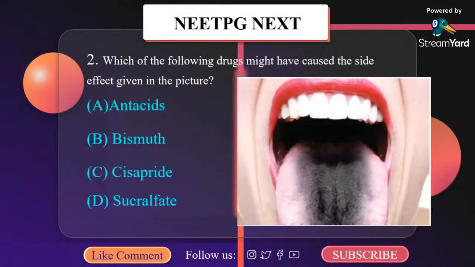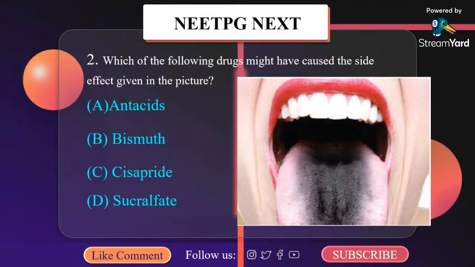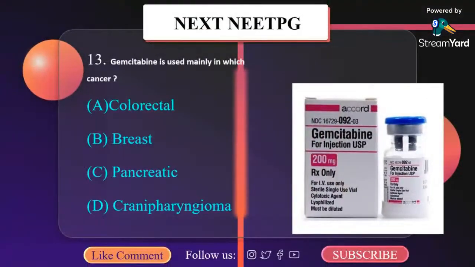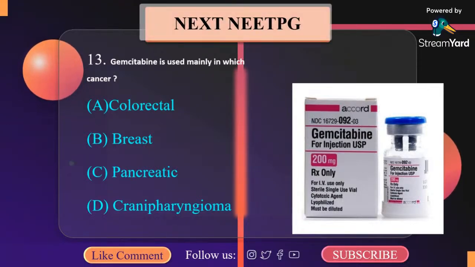Which of the following drugs might have caused the side effect given in the picture? A. Antacids, B. Bismuth, C. Cisapride, D. Sucralfate. It is bismuth. Gemcitabine is used mainly in which cancer? A. Colorectal cancer, B. Breast cancer, C. Pancreatic cancer, D. Craniopharyngioma. It is pancreatic cancer.